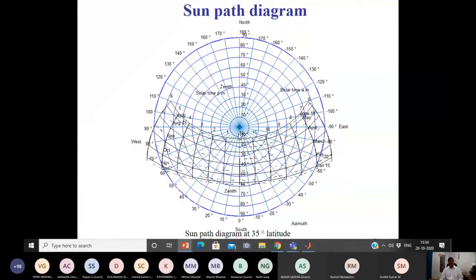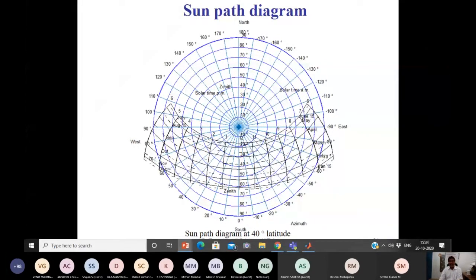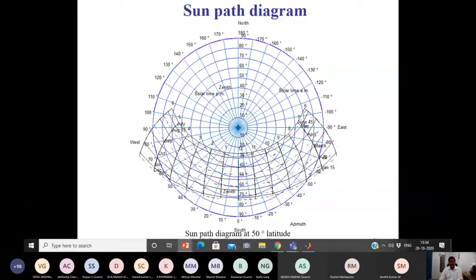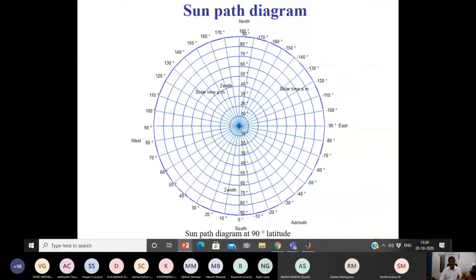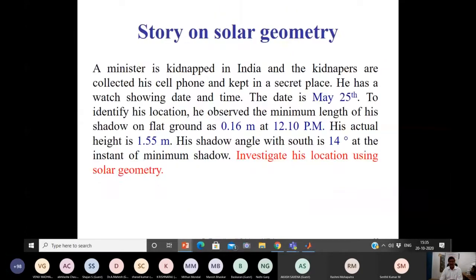And you can see the zenith is moving away from zero here: 35 degrees, 40, 45, 50, 55, 70, 85, 90. Now it's the pole. You can't see any sunpath diagram at these poles, because the poles are extreme points, both the north pole as well as the south pole. That's why you can't see the sunpath diagram.